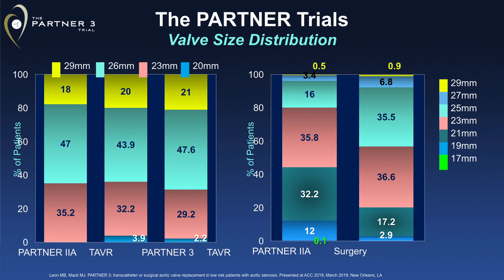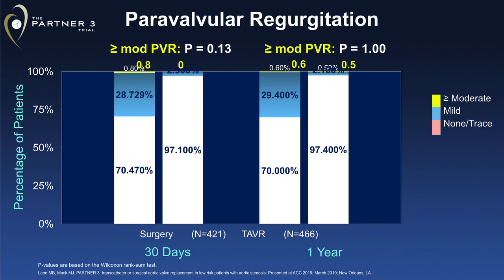And whenever we do a valve replacement, there's always a chance we can have some leak around the valve. Now, when you sew in a valve surgically, you should get less leak around the valve than if you put a transcatheter valve in. So that's what we're seeing. There is a statistically significant difference at both 30 days and at 1 year of what we call paravalvular leak with TAVR compared to surgery, which I think is expected, but worth noting that difference.